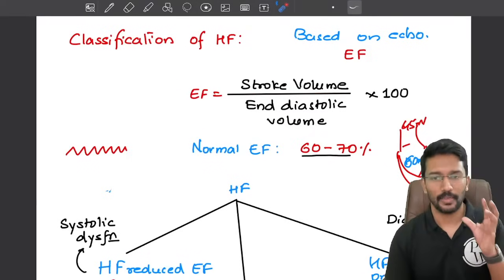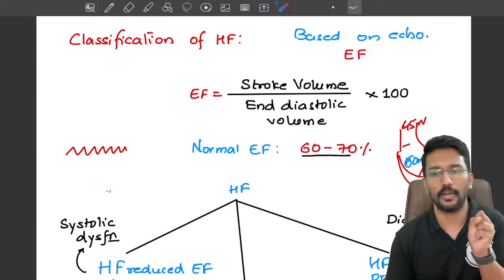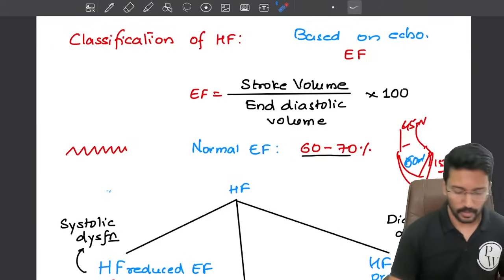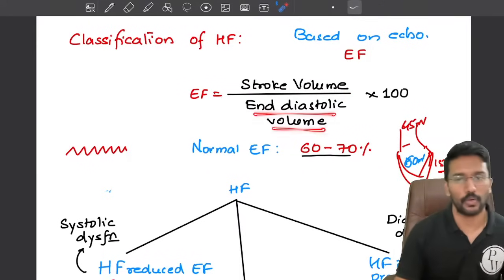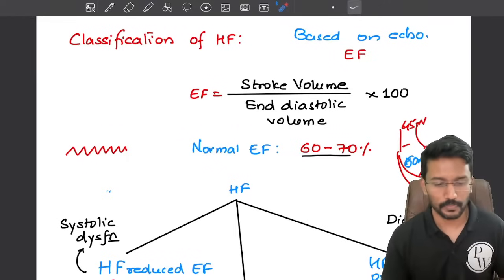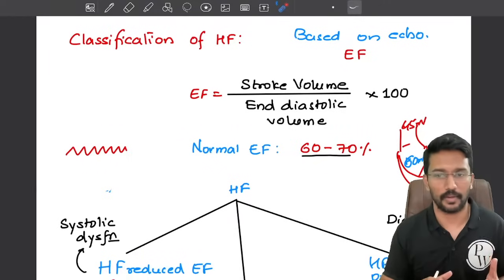What is stroke volume? The quantity of blood pumped by the ventricle in one systolic contraction. That is stroke volume, right? Ejection fraction is equal to stroke volume divided by end diastolic volume. What is end diastolic volume? At the end of diastole, how much blood is there in the ventricle?